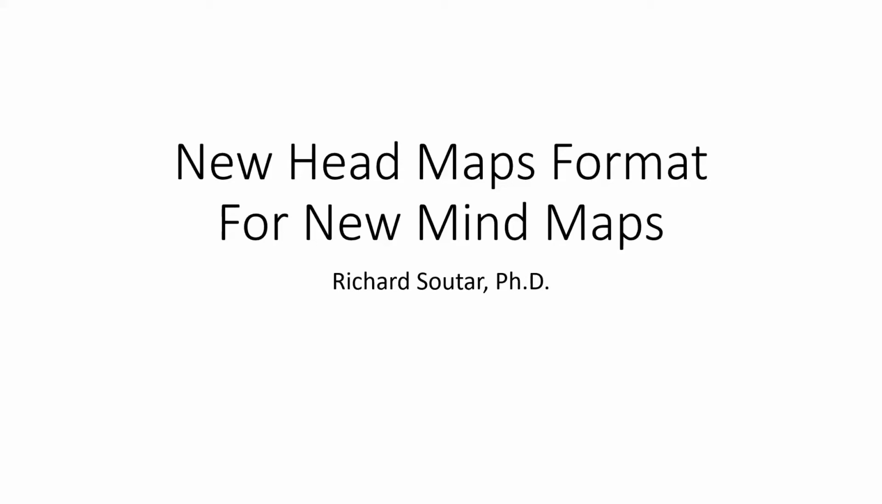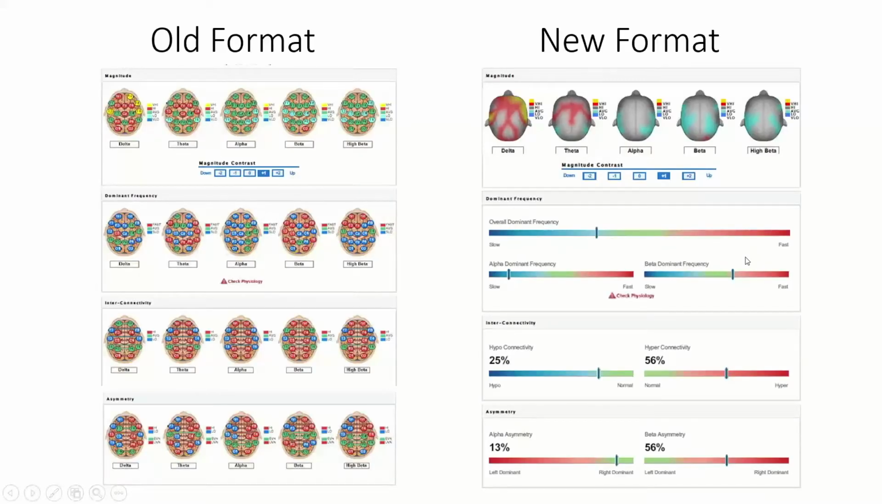We're going to talk now about this new change in head maps and why we're doing it. It's important. So here's the old format that you've been using on the left. And we had very good reasons for using this format and not going to topos. And we're not abandoning it because we still think it's a superior way to look at it.